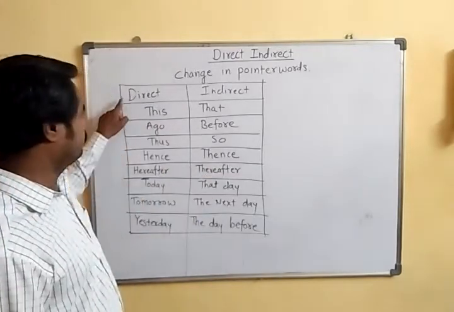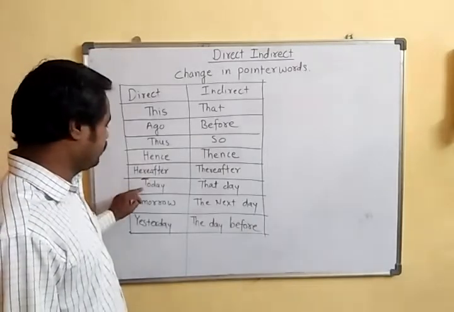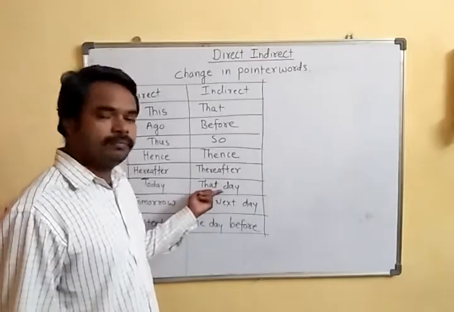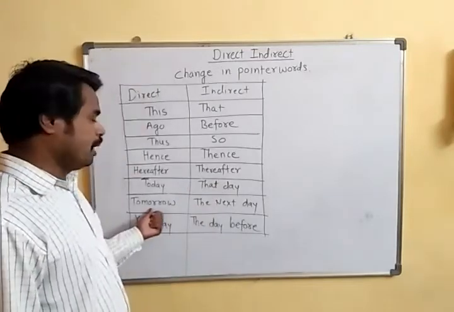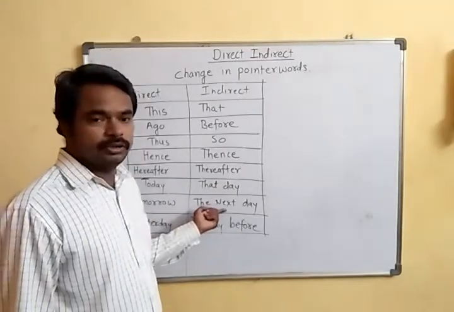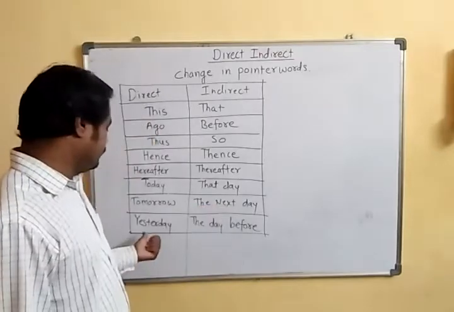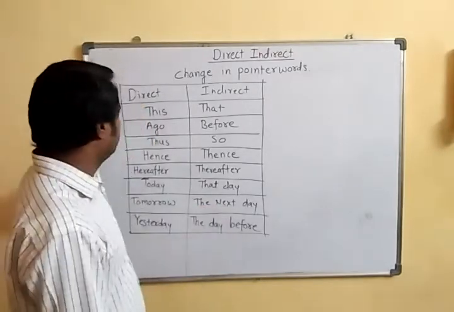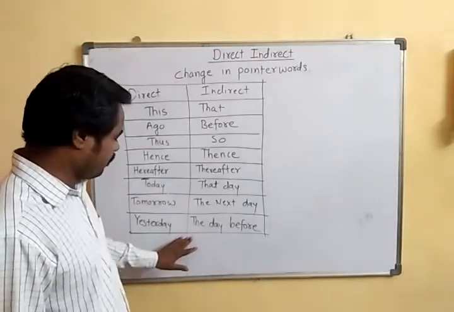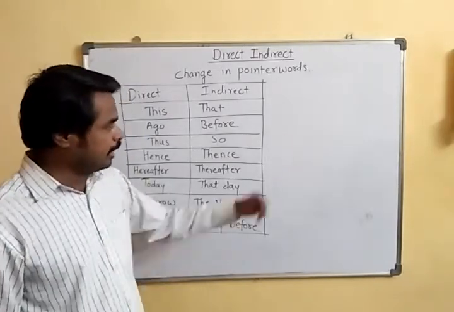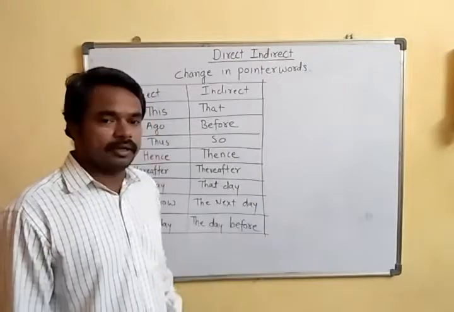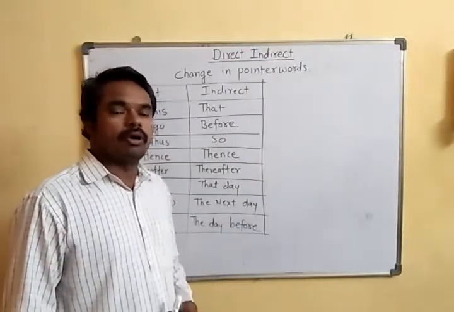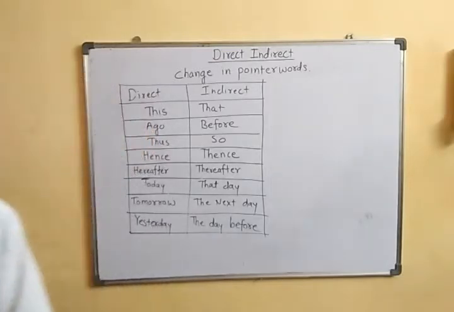If it is today in the direct, that pointer word will become that day. Today will become that day. If it is tomorrow, it will change to the next day. If it is yesterday, it will change to the day before. Now you take down this chart properly, and again a few words are there that we will take, and after that we will go practically for solving examples.